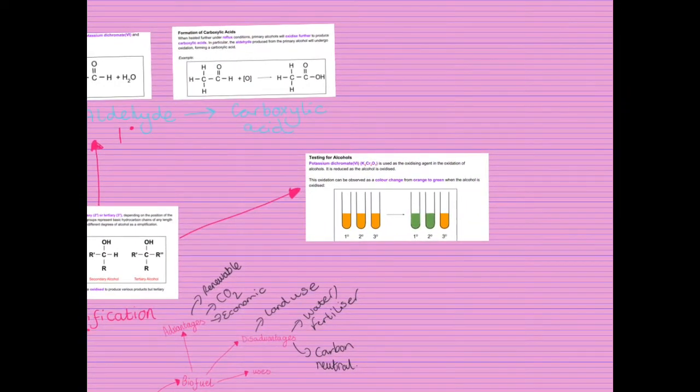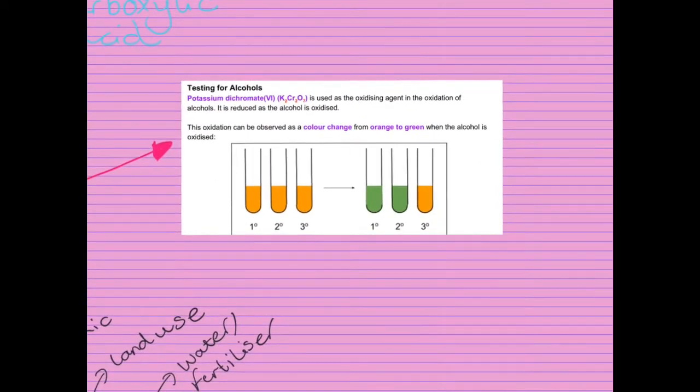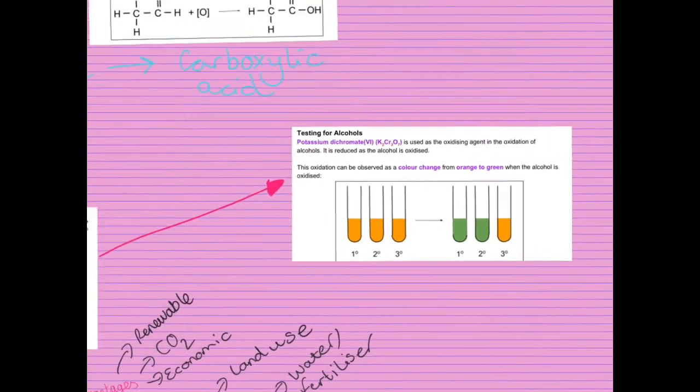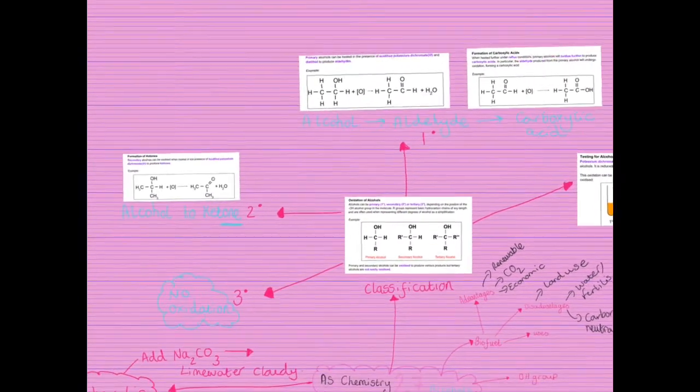So to test for them, we use potassium dichromate. It's what we use in breathalyzers. It's an oxidizing agent, and it's reduced in color when the alcohol is oxidized. So primary and secondary alcohols will turn green in the presence of potassium dichromate. Tertiary alcohols won't. So it's a way of identifying that you've got alcohols.